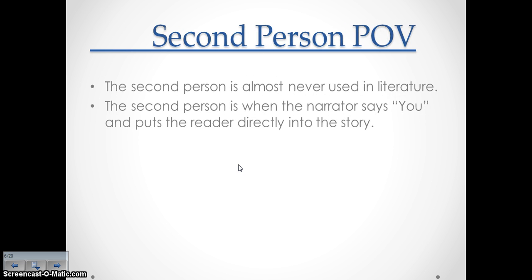Second person point of view, as I said, is almost never used in literature. It's when the narrator says you and puts the reader directly into the story. As I say again, you're not going to be seeing second person point of view a whole lot. But the way I can describe it is if you ever think of a classic Disney cartoon, and the main character of the story is walking down the street, and there's a voice kind of coming from somewhere, and it's talking about what the person is doing.